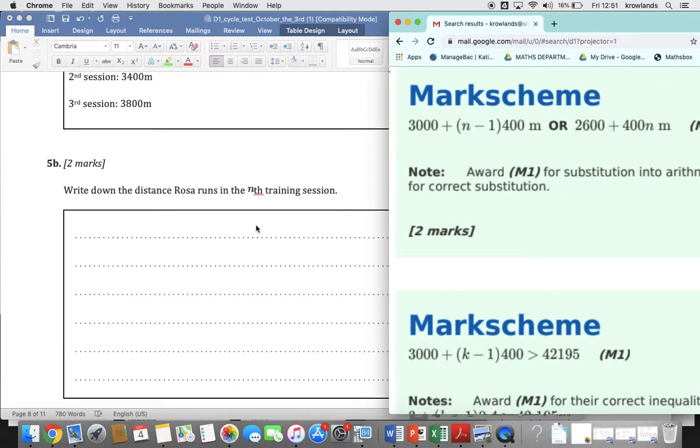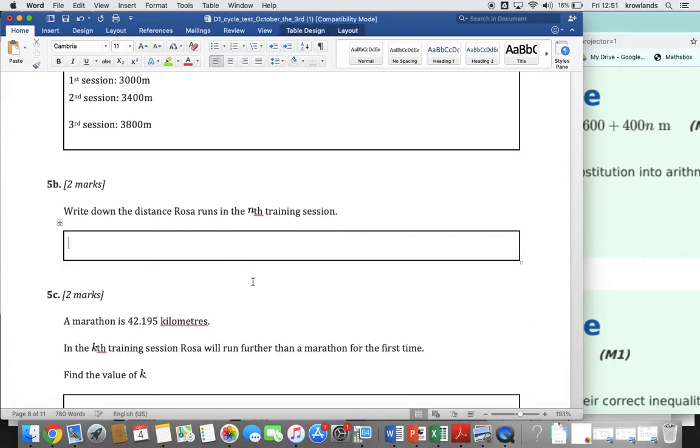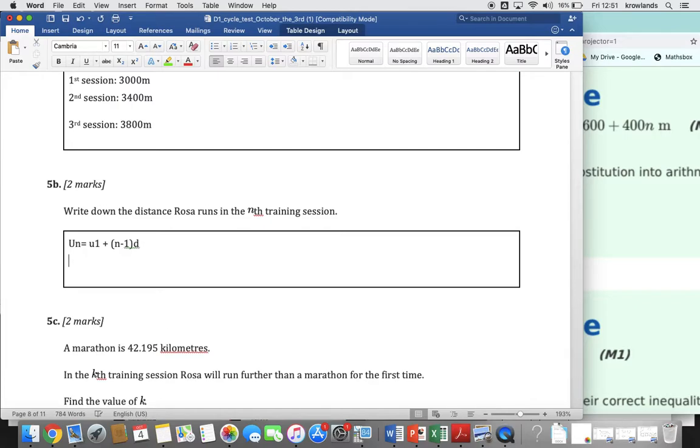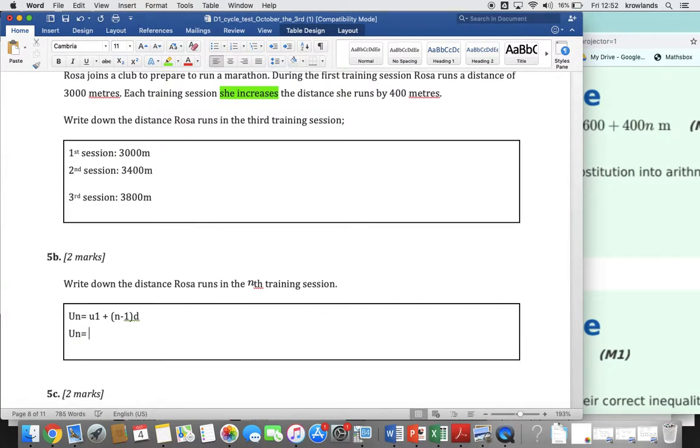Going on to B now. Write down the distance she runs in the nth training session. So we're expected to use the Un formula. So it's going to be U1 plus n minus 1 times by the distance. So we know the first term of the sequence is 3,000. So we're going to write down 3,000 for U1.